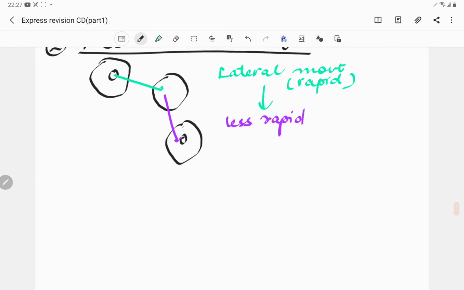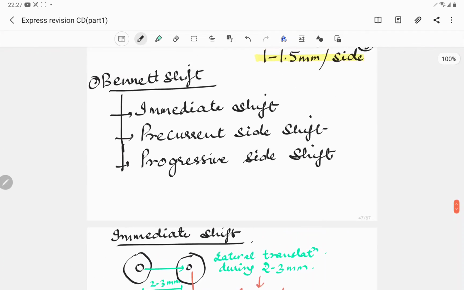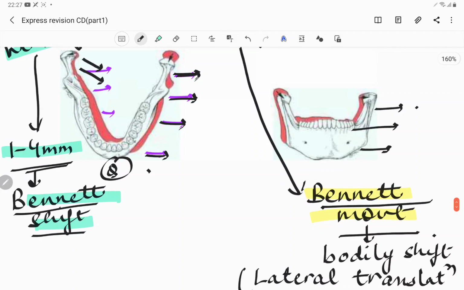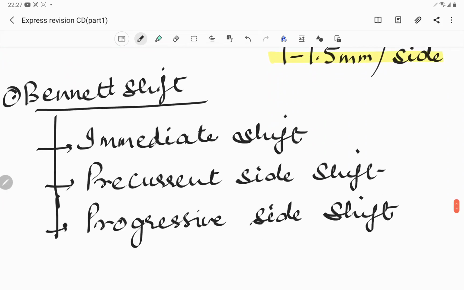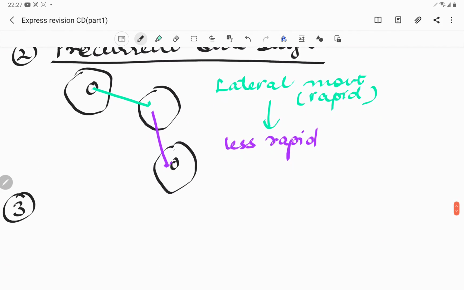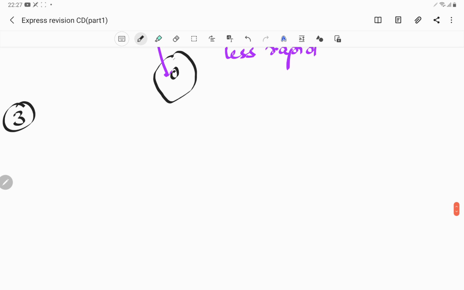Coming to the third one, our progressive side shift. So, we are talking about the non-working condyle, the Bennett shift, right. The Bennett shift which is on the non-working side. Immediate is wherein there is a lateral translation up to 2 to 3 millimeters first, and then there is a forward movement.